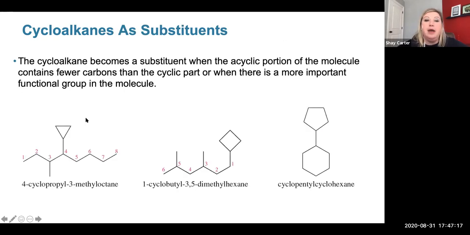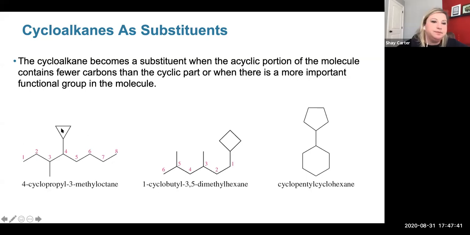Now, the cycloalkane can become a substituent. Okay, so when do we know which is the parent chain? Is the parent chain the straight chain alkane that the cyclo is attached to, or is the cyclo always the parent chain? The cycloalkane is not the parent chain if the acyclic portion of the molecule contains more carbons.